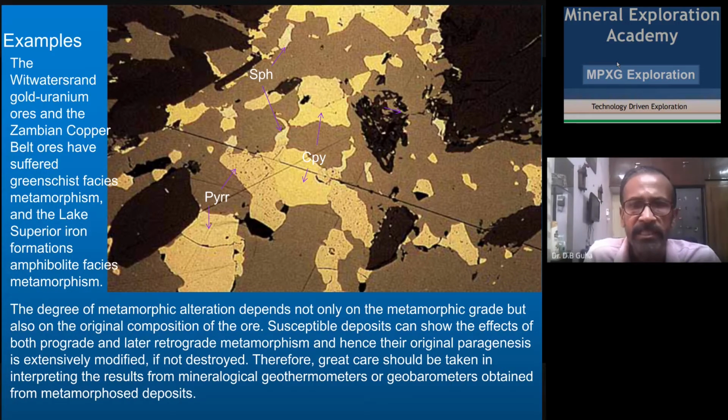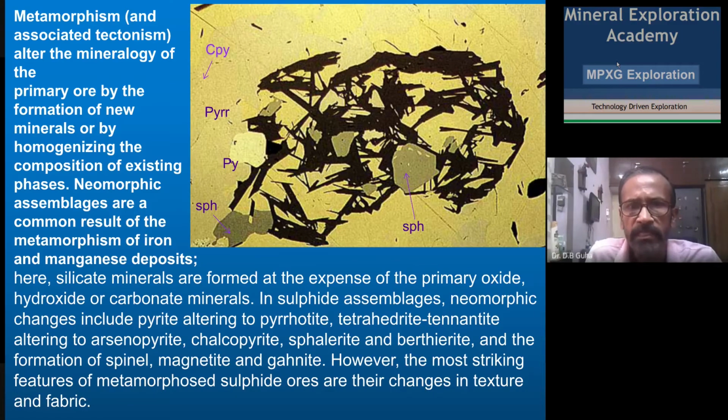Since prograde and retrograde metamorphism change the original paragenesis, the PT condition of the deposit identified through the later developed minerals should be very carefully taken, and the readings should be done in such a way that the original temperature pressure condition of the host rock comes in. New minerals or new mineral assemblages are a common result of metamorphism of iron and manganese deposits.